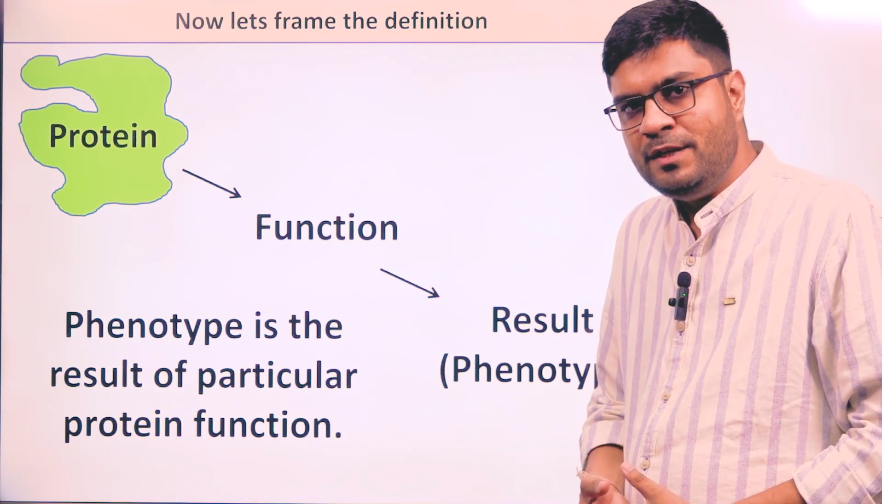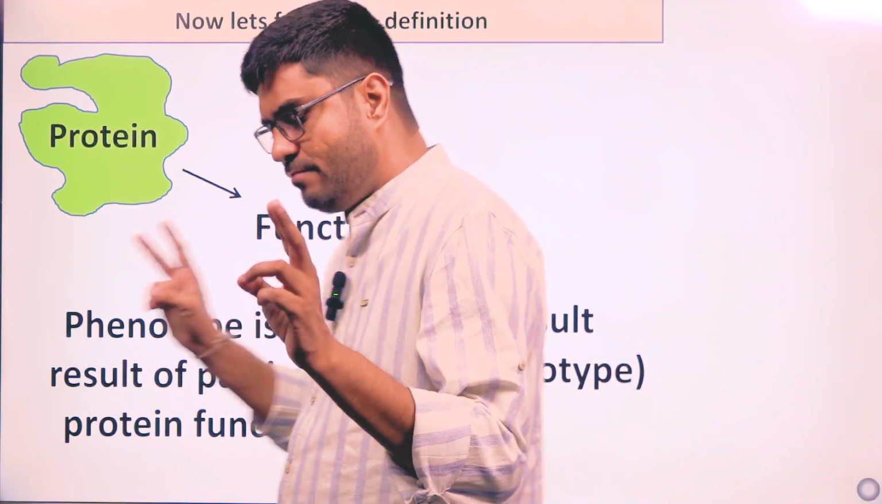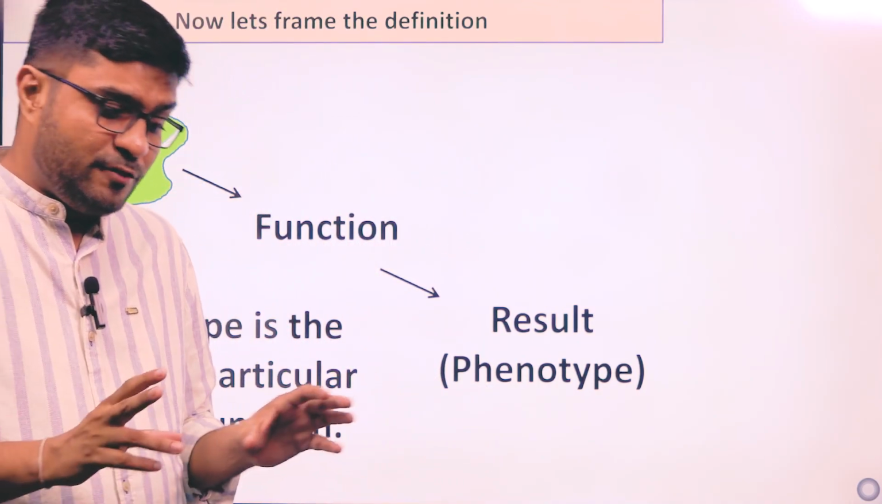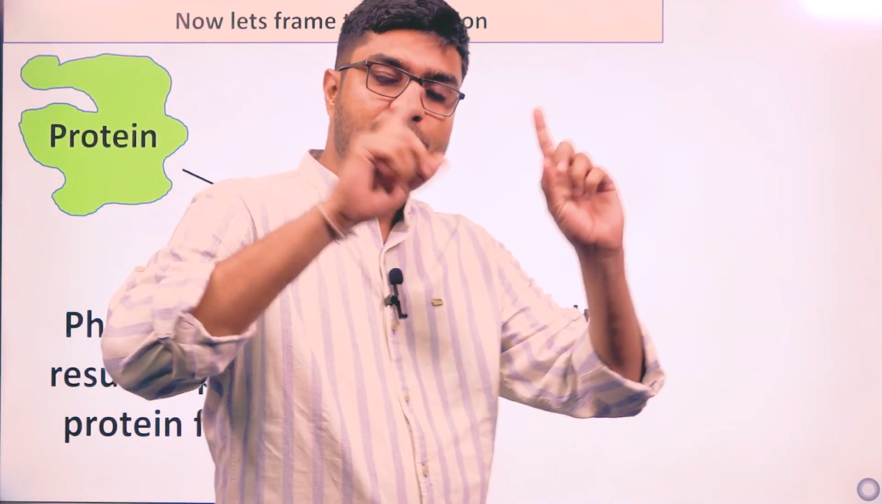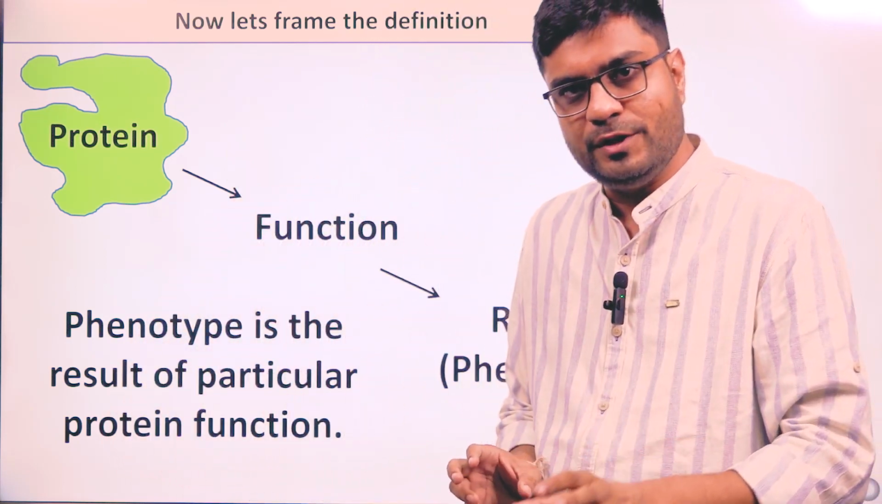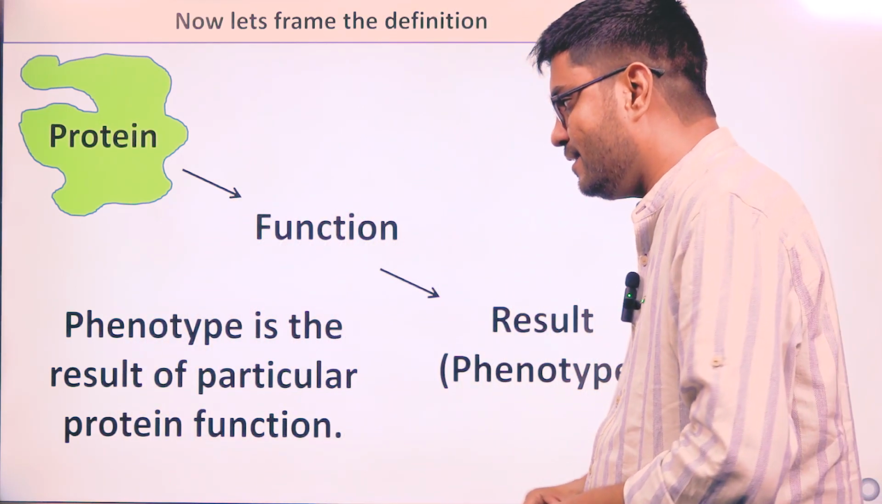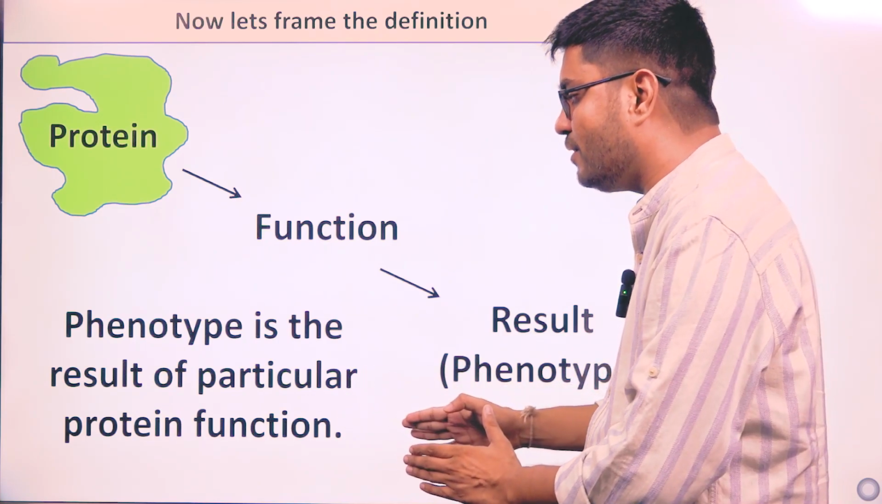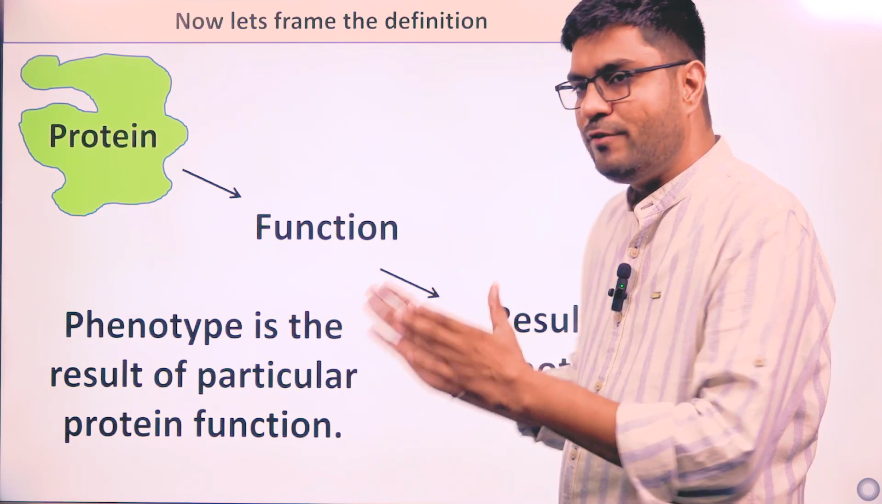Phenotype. Now we have two basic mantras or two fundamentals of genetics. The first is all the functions are done by proteins, and the second is phenotype is nothing but the result of a particular protein function.